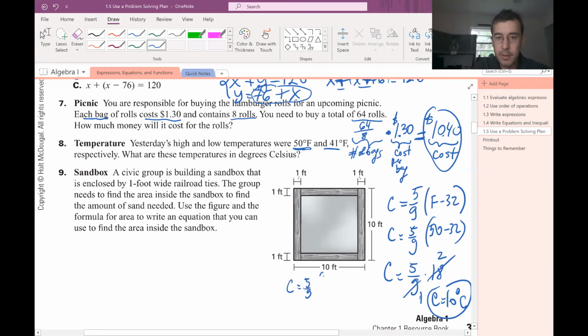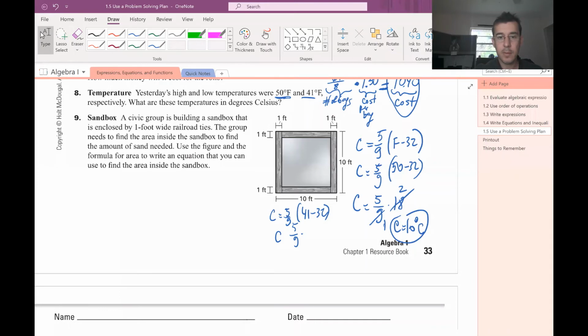And the low would be 5/9 times F, which is 41 now, 41 minus 32 is 9, so 9 and 9 cancel out, and you end up with 5. So this is 5 Celsius. Good, so 5 Celsius is the low temperature.